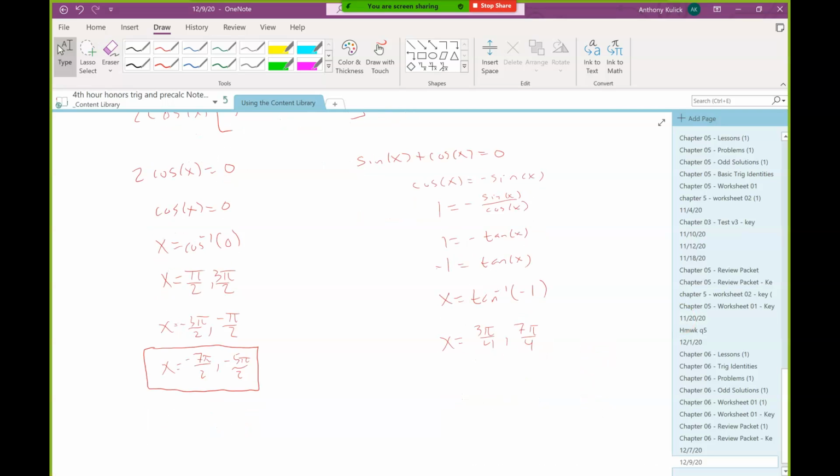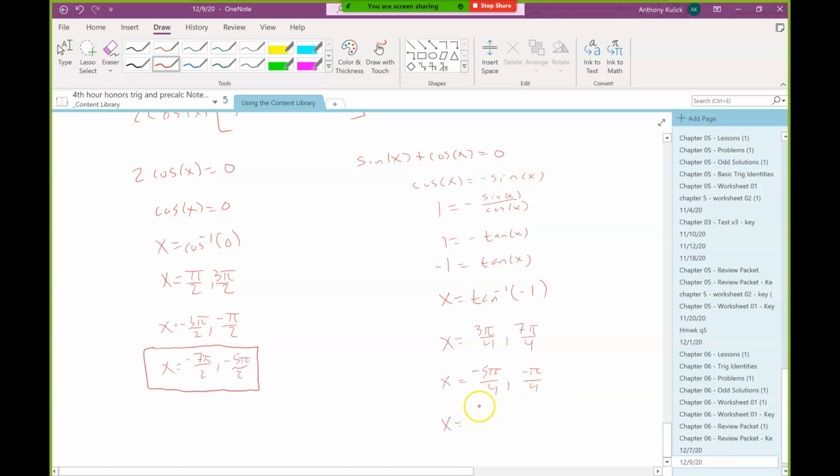But again, these are too big. They're not in between -4 pi and -2 pi. So I'm just going to keep subtracting 2 pi from them till I get an answer that's inside the interval that I'm looking for. So if I subtract 2 pi here, I get -5 pi over 4. And this one I get -pi over 4. That's 1 1/4 and 1/4. Those are both still too big.